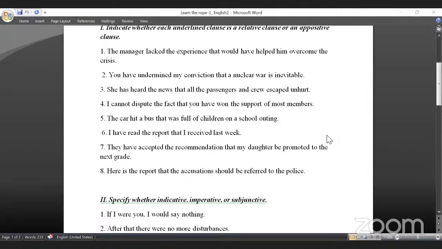And that element is already present in the sentence. So we're not adding anything from our own side. So it's fine. Okay, so this is an example of an appositive clause.